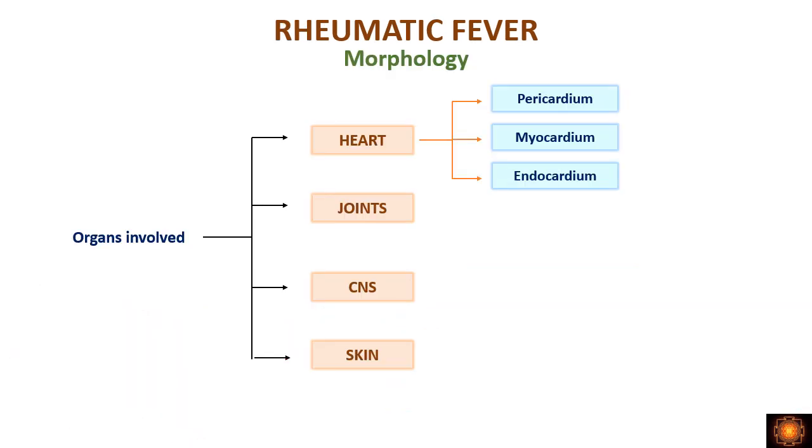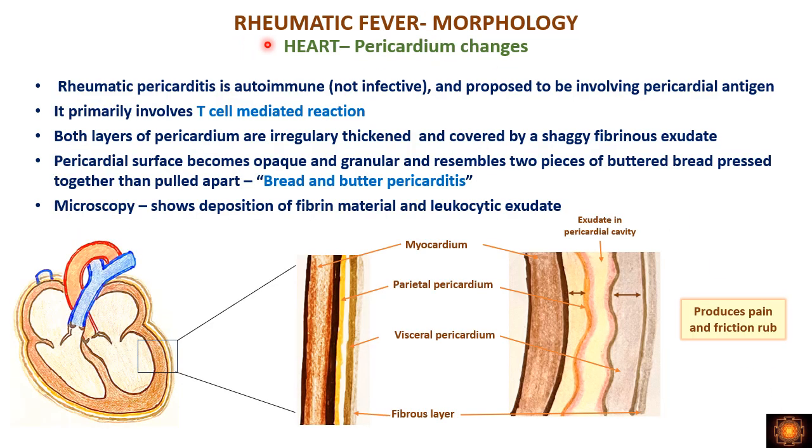Now, that was about the pathogenesis. Now we'll see the morphology. When we see the morphological changes, the different organs which are involved are heart, joints, CNS, and the skin. So in the heart again, pericardium, myocardium, endocardium, all the three are involved. So when we take the pericardium, typically it has been thought that there is some pericardial antigen which is involved in this autoimmune reaction, and typically it involves only the T cell mediated reaction. Okay, in the pericardium, it involves only T cell mediated reaction.